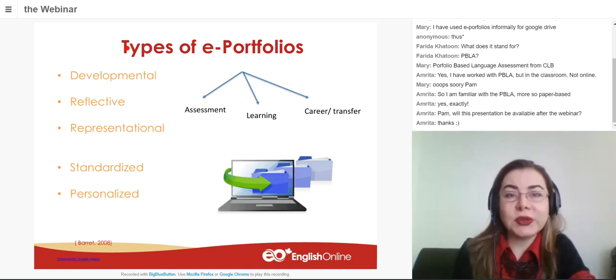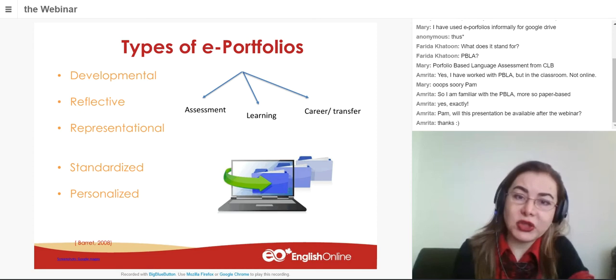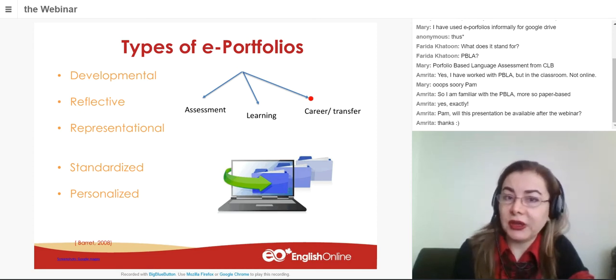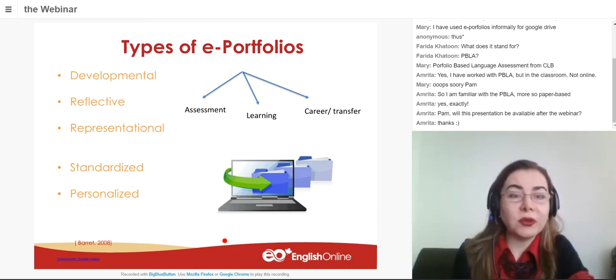Okay, so that will take us to types of e-portfolios. Upon researching, I learned that there are actually 3 major types, which are assessment, learning, and career transfer. And actually, these are the ones that are related to the 3 major types here: developmental, reflective, representational. Okay, so let's take a look at each of these types.